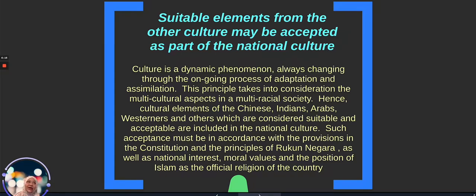Remember, ladies and gentlemen, we have actually talked about cultural adaptation, we have actually talked about cultural assimilation, and these two concepts are very critical when you talk about the changes that are happening in our surroundings today. And this principle that culture is dynamic takes into consideration the multicultural aspects in the various layers of societies. And because of that, you can see that sometimes the Malays have actually understood the Chinese practices or cultures, and the Indians have actually understood the Chinese cultures, and so on and so forth.